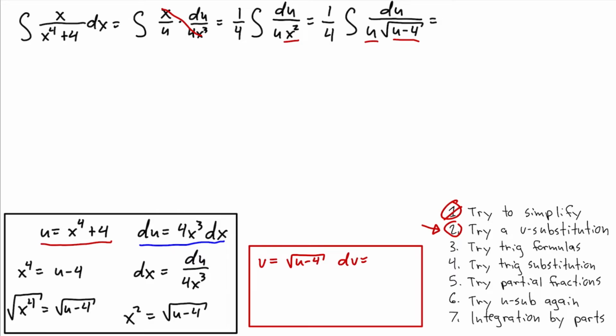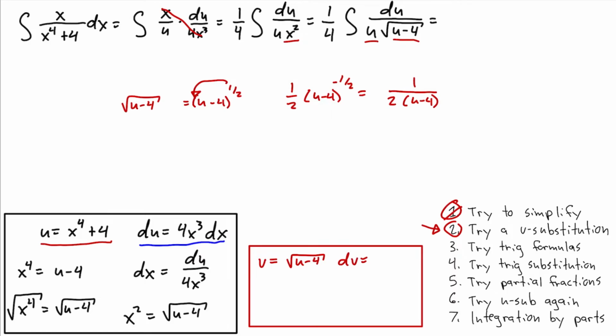So we know that we have the square root of u minus 4, and when we take the derivative of it, this is essentially the same as u minus 4 to the 1/2 power. We'll bring that power down, and then we subtract 1. So we have u minus 4 to the negative 1/2, which is the same as 1 over 2 times the square root of u minus 4.